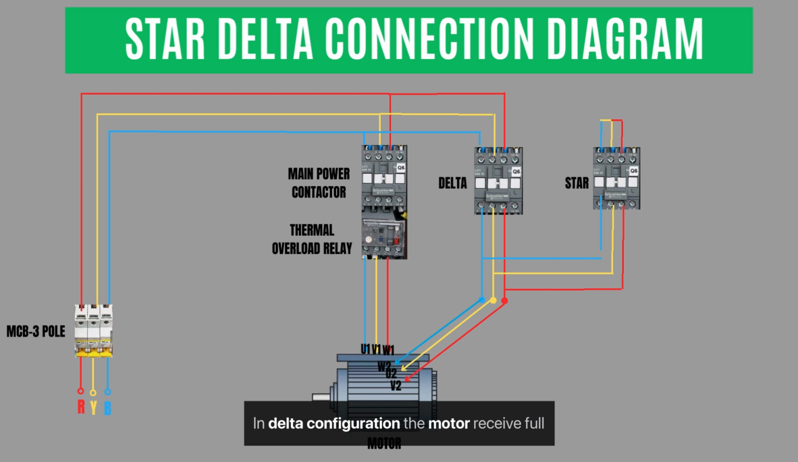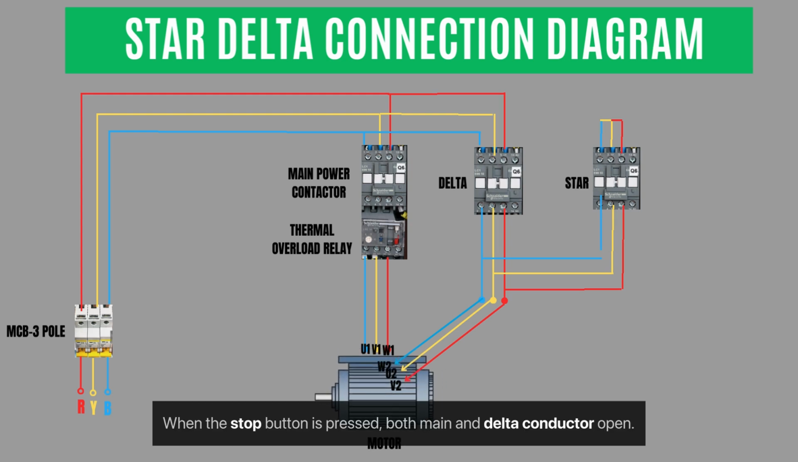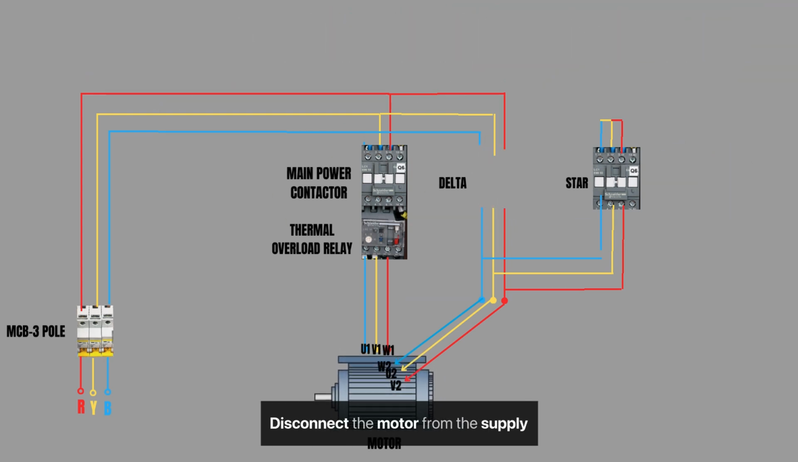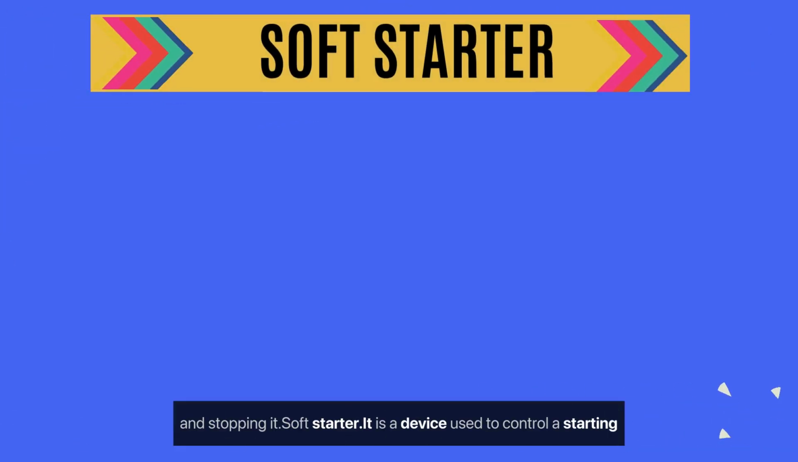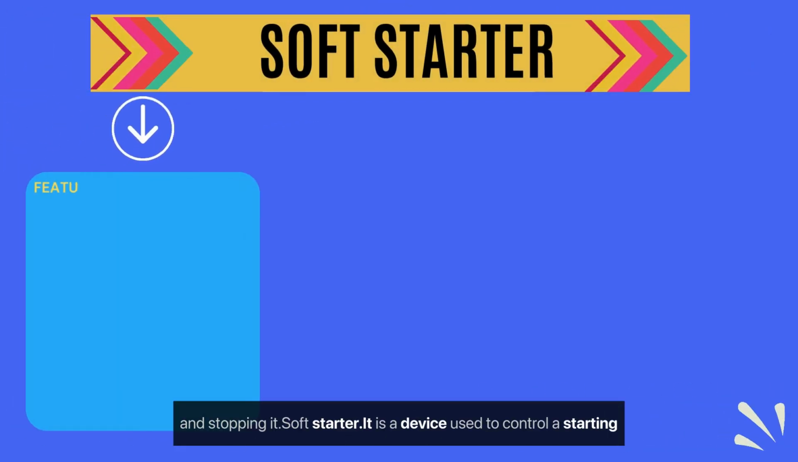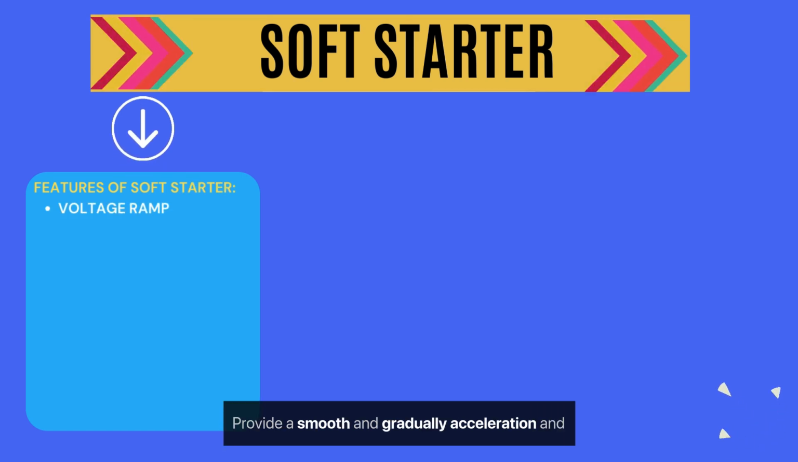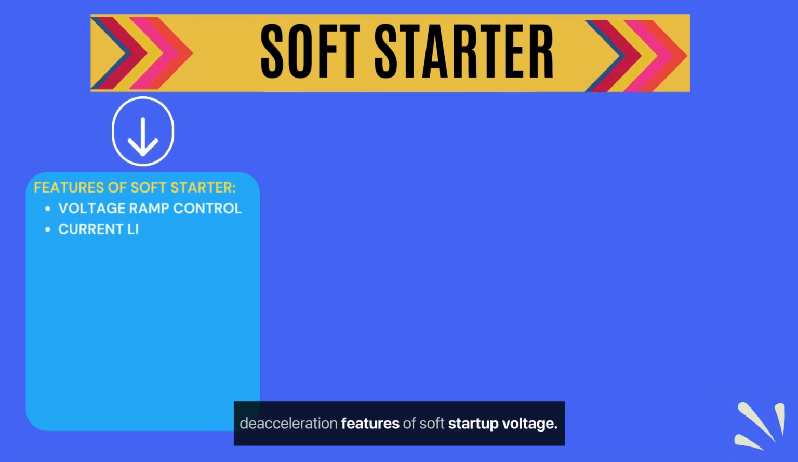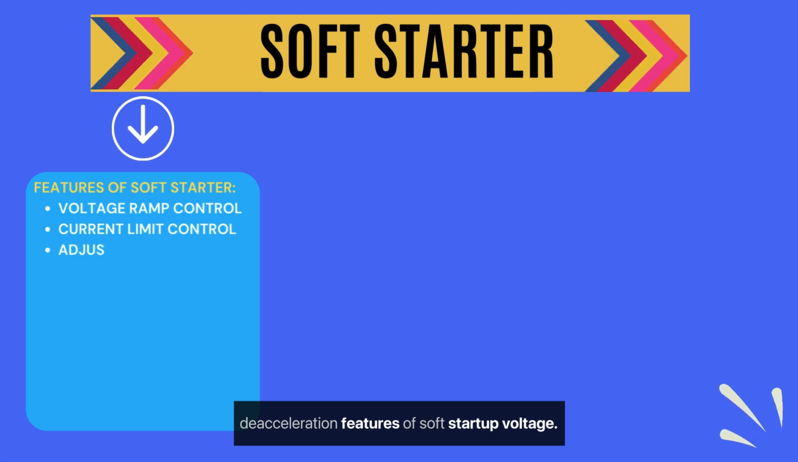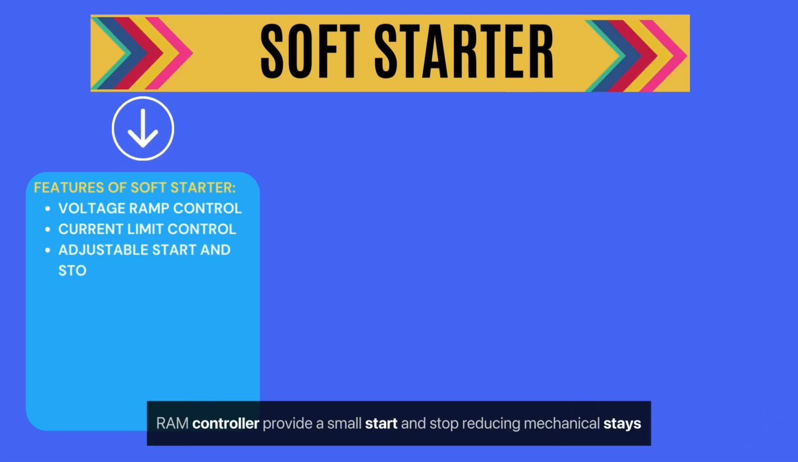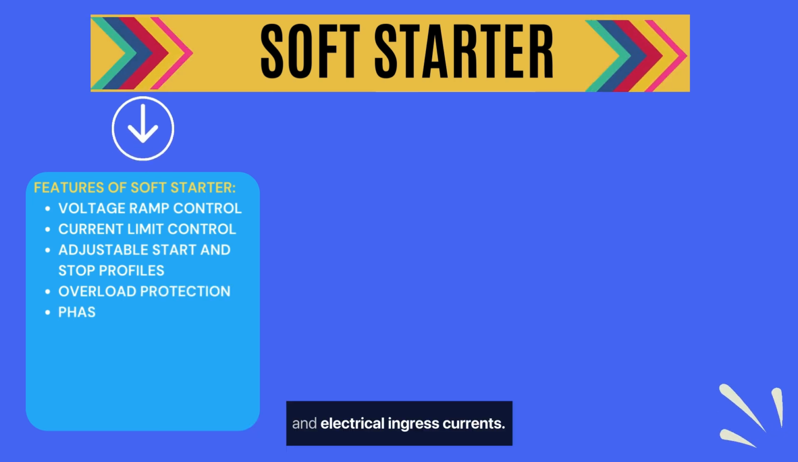In delta configuration, the motor receives full line voltage, providing full load torque. Efficiency. When the stop button is pressed, both the main and delta contactors open, disconnecting the motor from the supply and stopping it. Soft starter. It is a device used to control the starting and stopping of electrical motors, providing smooth and gradual acceleration and deceleration. Features of a soft starter: voltage ramp control, providing a smooth start and stop, reducing mechanical stress and electrical inrush currents.